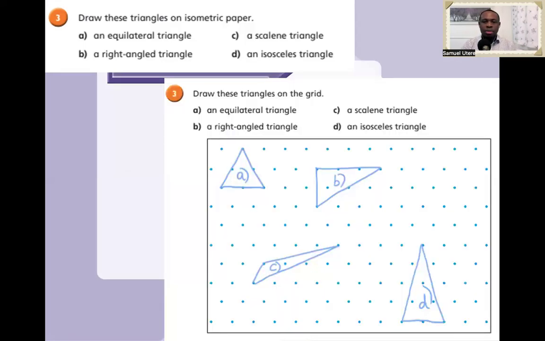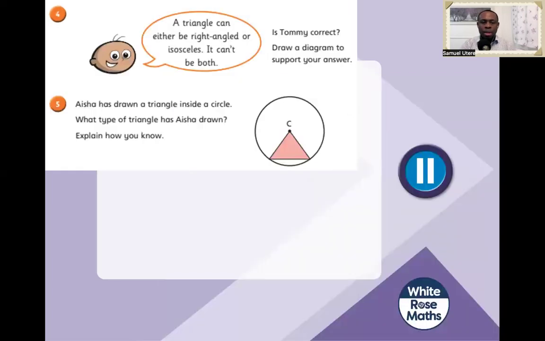Here you were asked to draw these triangles on the grid. By now, you should know that an equilateral triangle will have all sides equal. You should know what a scalene triangle, a right angle triangle, and an isosceles triangle should look like. Pause the video and answer questions 4 and 5 in 2 minutes. Assuming you've paused the video and you've answered questions 4 and 5, here are the answers.